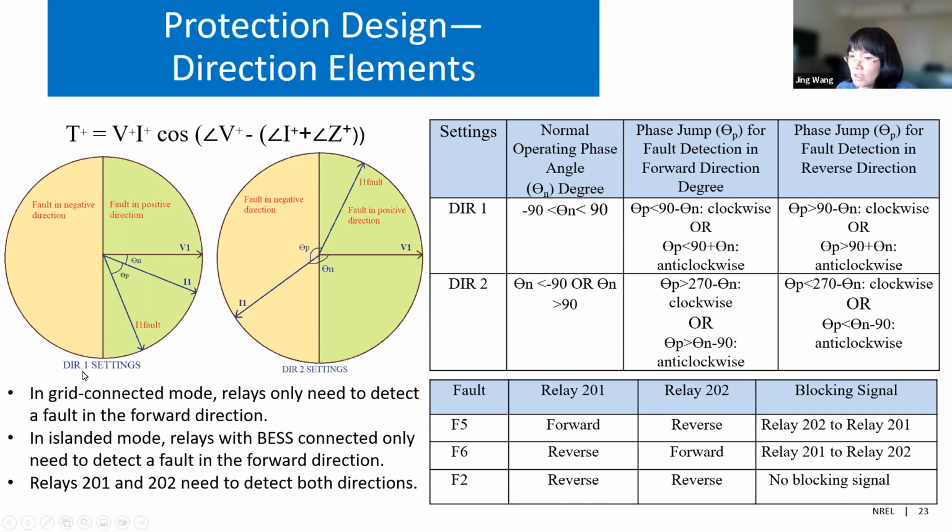So they have DIR1 settings, that is for forward direction detection. And DIR2 is for the reverse direction. You can see what the settings are there. And also you can see that in the isolated mode, the direction is used to differentiate faults 5, 6, and 2. Those are the responsibility of 201 and 202. They should operate accurately, using this to differentiate which fault it is. So this is the directional element.